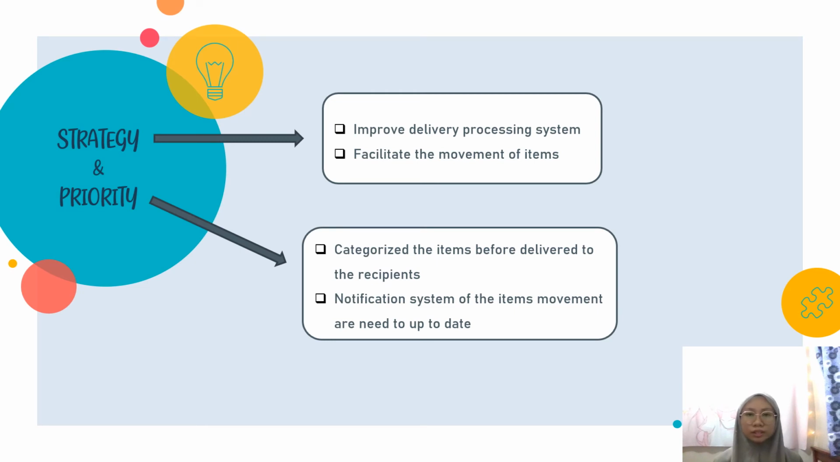For our strategy, we aim to improve delivery processing time so the items can be processed quickly. Indirectly, with this alternative, the system can facilitate the movement of items to the recipient. For the priority, the item needs to be categorized accordingly before being delivered to the recipients, and we will make a new notification system of the item's movement so the recipient can obtain the status of their items.